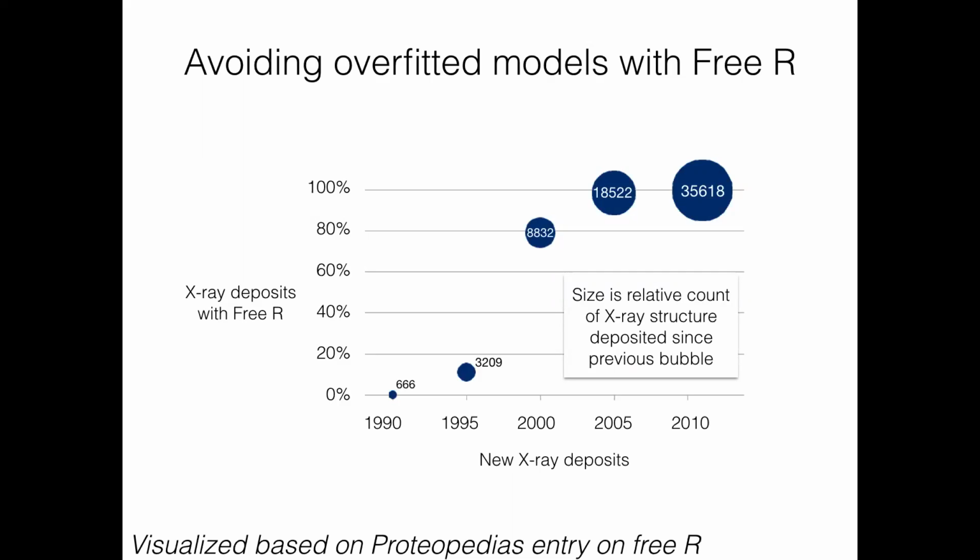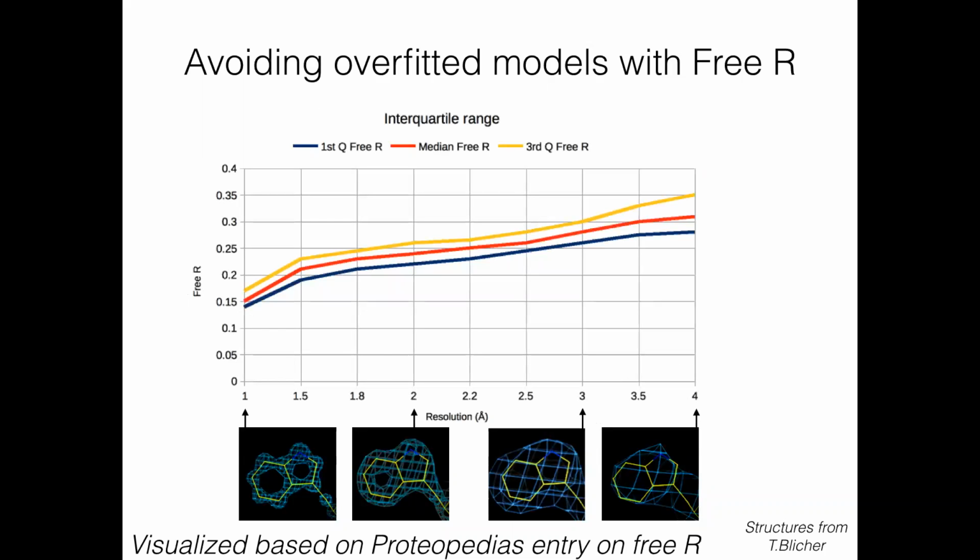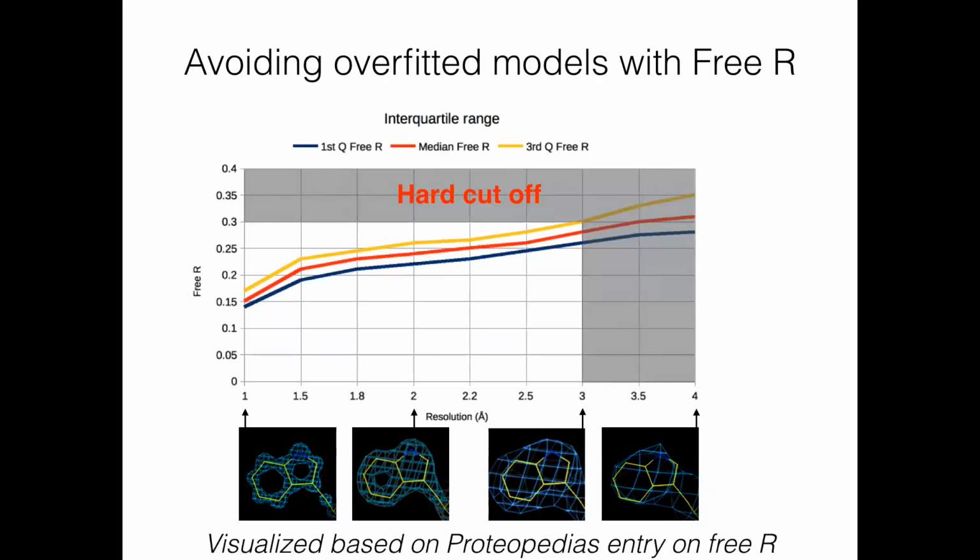So when you look at structures, you should check out the free R, that it's not too high. A good rule of thumb is not to take the ones that are the worst structures and take the ones that are the good structures, which would be a hard cutoff somewhere around here. This is a hard cutoff that I use for the data that I'm working with. But you can see how the free R follows the resolution somewhat. The better the resolution, usually the smaller the free R also is.